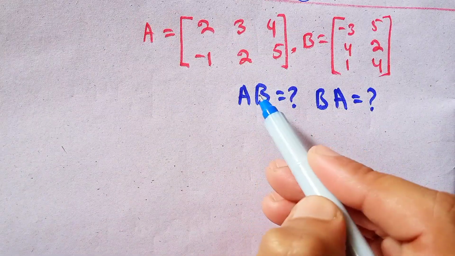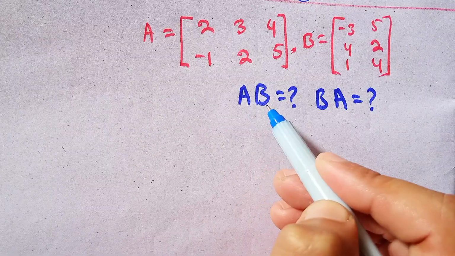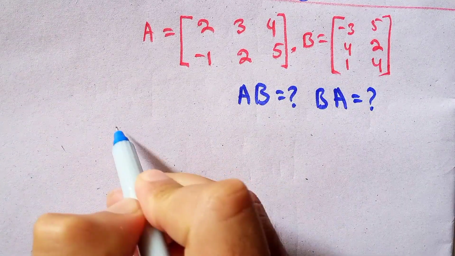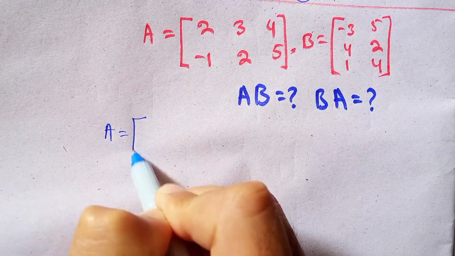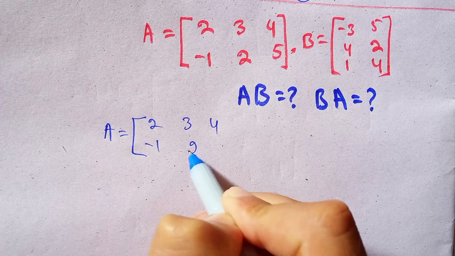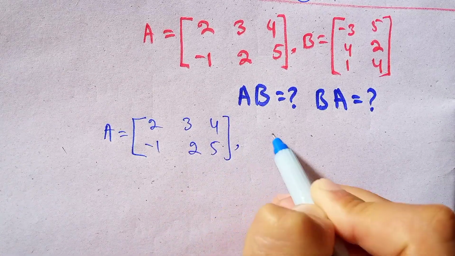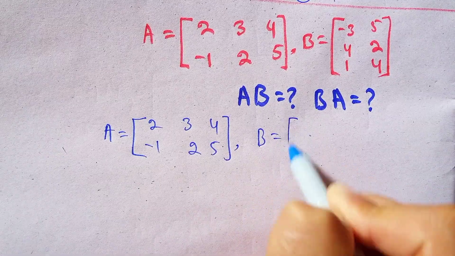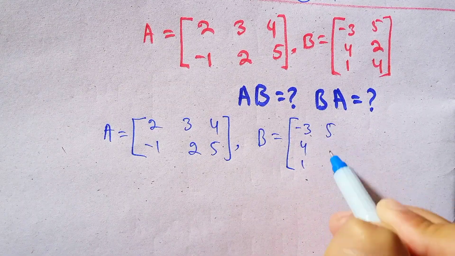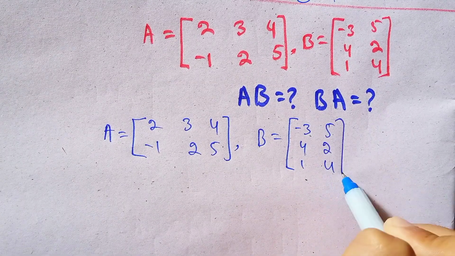Now here is another example. Can we find the value of AB and BA? We are going to find out. So matrix A contains the elements 2, 3, 4, -1, 2, and 5. And matrix B contains the elements -3, 4, 1, 5, 2, and 4.